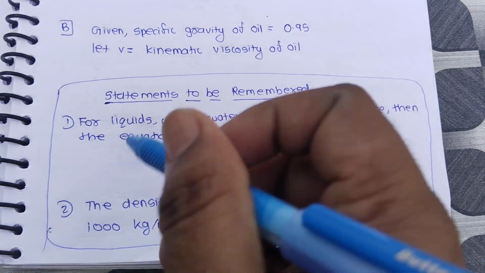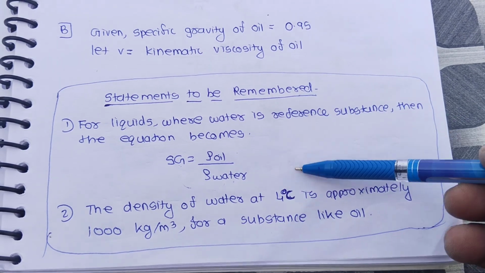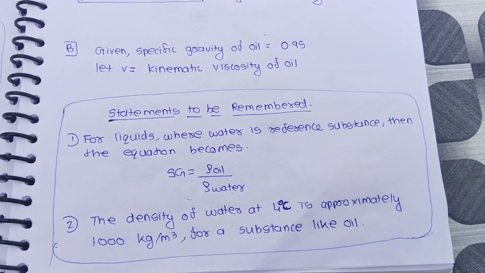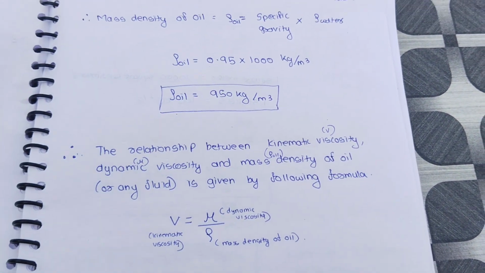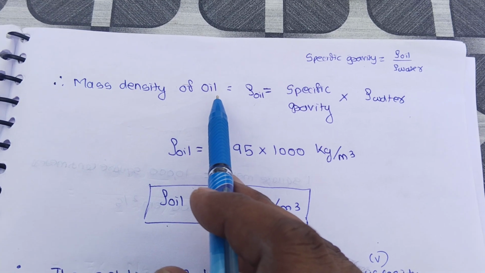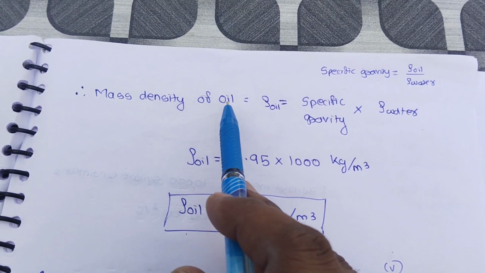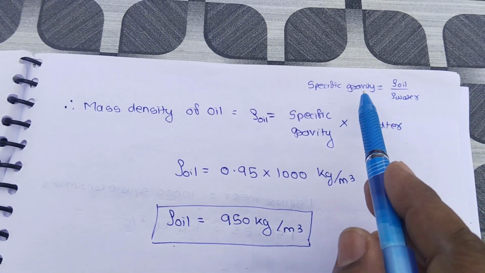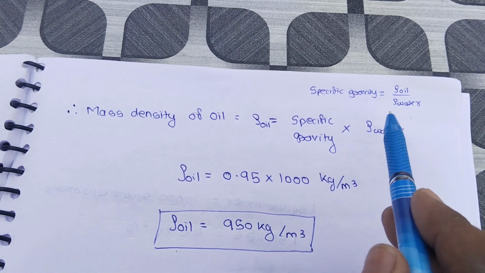So these 2 points are the main points. We have to remember this because we are using the relation between the specific gravity of oil and water. So we have to find the mass density of oil. So density of oil is equal to specific gravity times density of water.